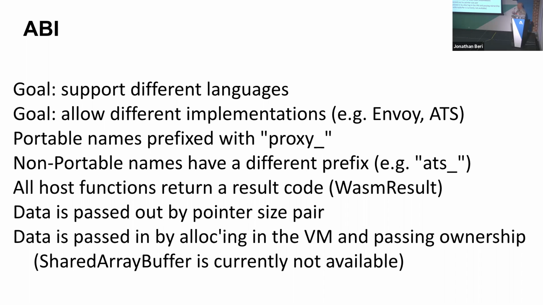And data is always passed out by pointer because the external process can read directly from the buffers. But when data is passed in, we allocate inside the VM, and then we pass ownership into the VM. And so it's always the responsibility of the code in the VM to free the data. For the existing SDKs, that's relatively simple because for C++, we can use smart pointers, and Rust can take care of itself. They're good at this.